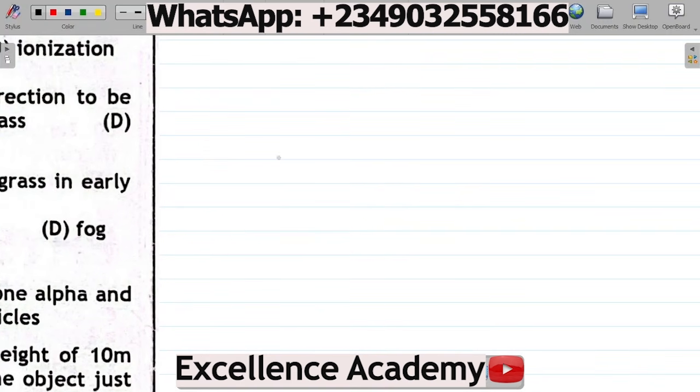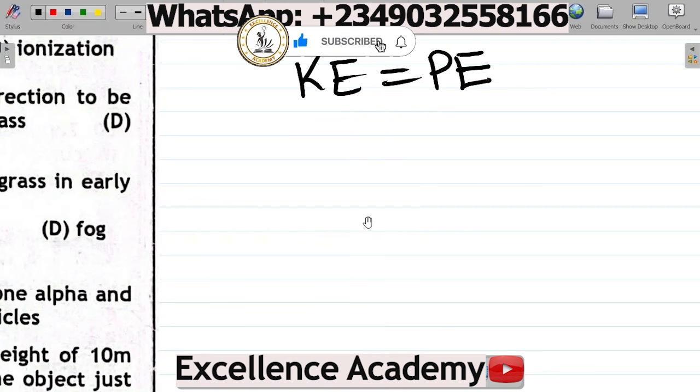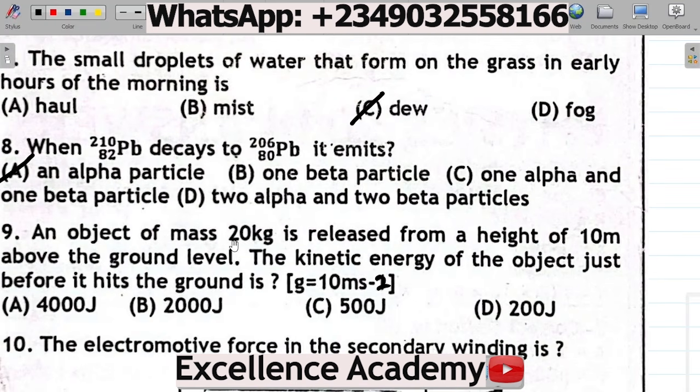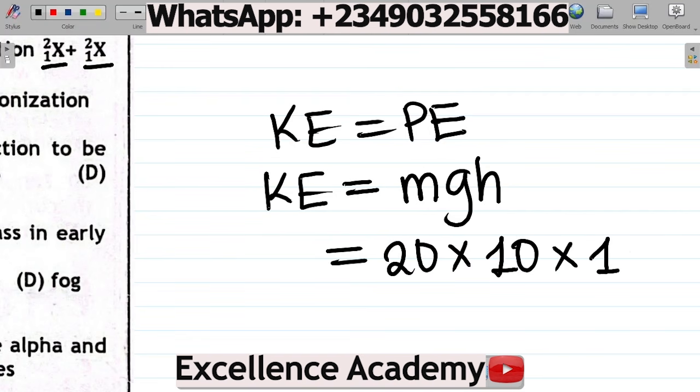Now, just before the object hits the ground, you want to take note that the kinetic energy will be equal to the potential energy. So this is the condition for a falling object just before it hits the ground. The kinetic energy is equal to its potential energy. From here, we can say kinetic energy, KE, is equal to potential energy, which is mass times gravity times height. Let's put in values. The mass is 20 kg, gravity is 10, and height is 10. That becomes 20 for mass times gravity, 10 meter per second squared, times height, 10 meters.